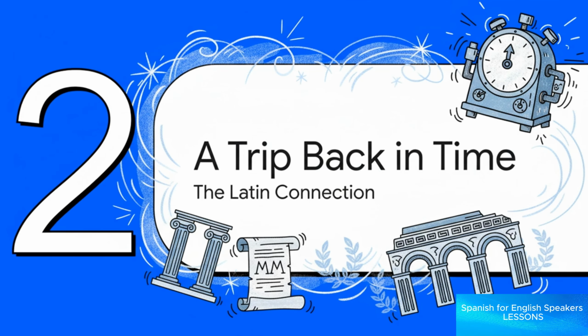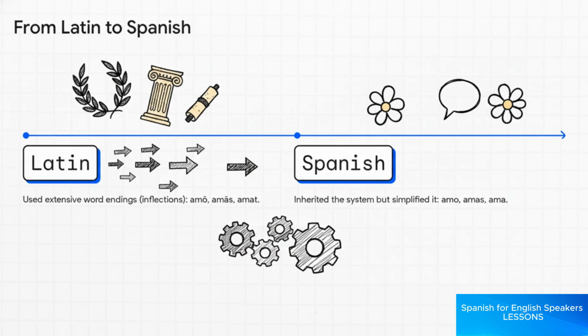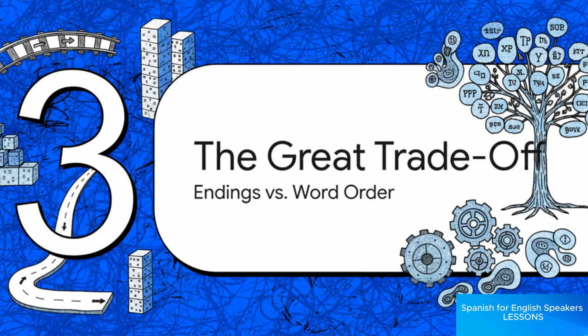Okay, so why? Why does Spanish do this? To answer that, we gotta jump in a time machine and go back about 2,000 years. See, Spanish is a Romance language, which means it's a direct descendant of Latin. And Latin was a language that was all about using word endings to do the heavy grammatical lifting. So the Latin word for I love, amo, evolved pretty much directly into the modern Spanish amo. Now, over the centuries, things got a bit simpler, but that core idea, packing the subject right into the verb, that stuck around.